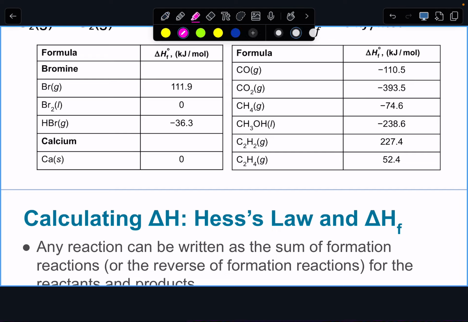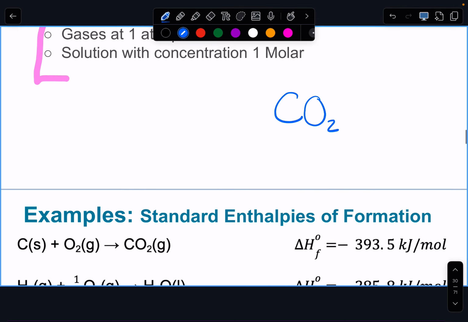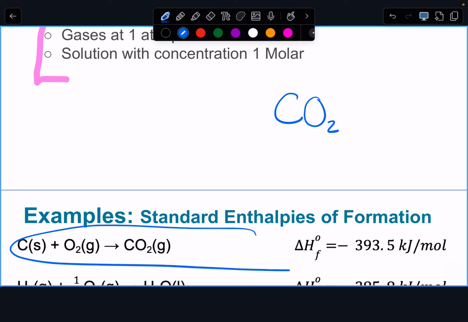So when it says that this value for CO2 is negative 393.5, what it is implying is that it takes, or releases rather, that much energy to form 1 mole of CO2 from its elements. So whatever thing is in the table, we're going to make 1 mole of that on the product side, and we're going to start from its elements.